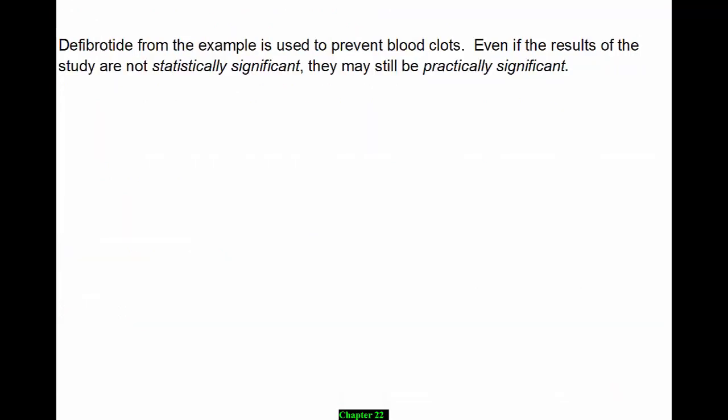In the defibrotide example, our p-value was 0.0539, and so by most standards that will be called not statistically significant as a result, because our p-value is pretty high. It's bigger than 0.05. But even if the results are not statistically significant, the fact that this defibrotide did see a 40% reduction in VOD to prevent blood clots indicates that it may still be practically significant, even if it wasn't statistically significant. So practical significance is different from statistical significance.